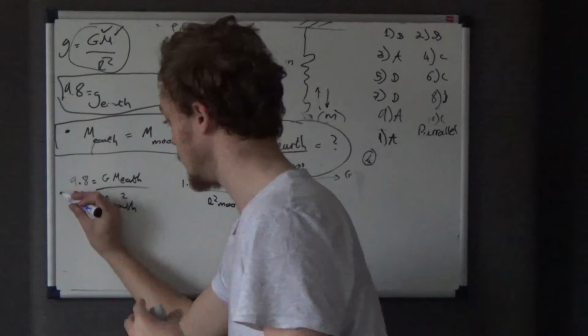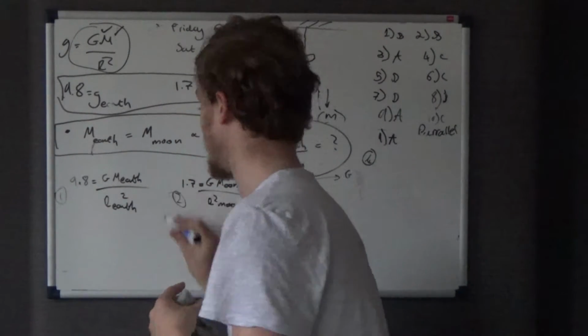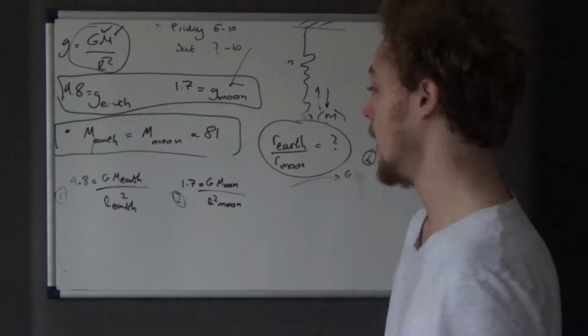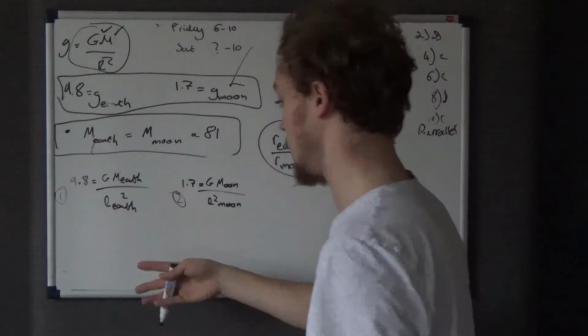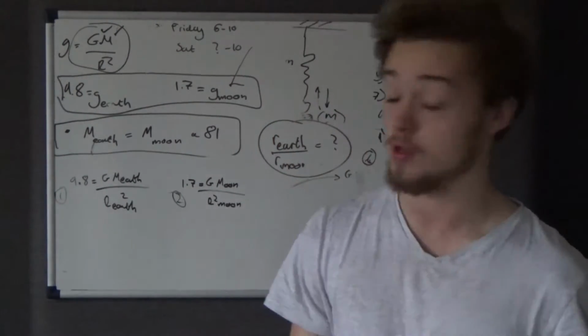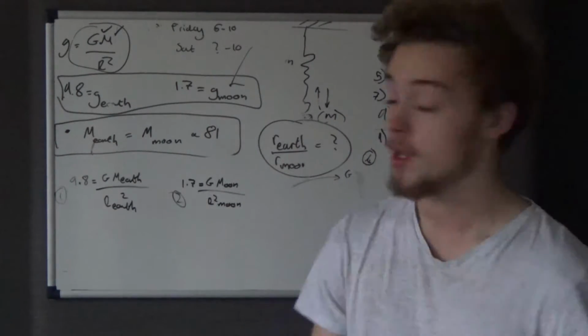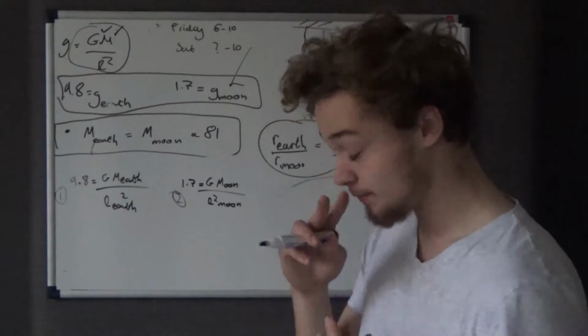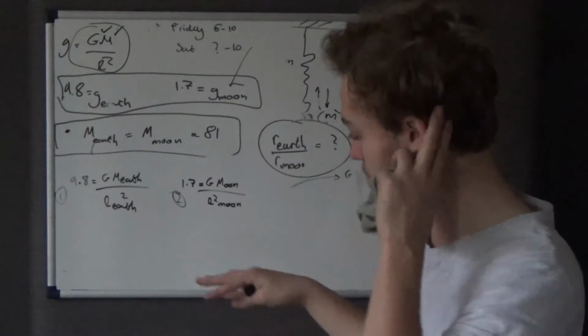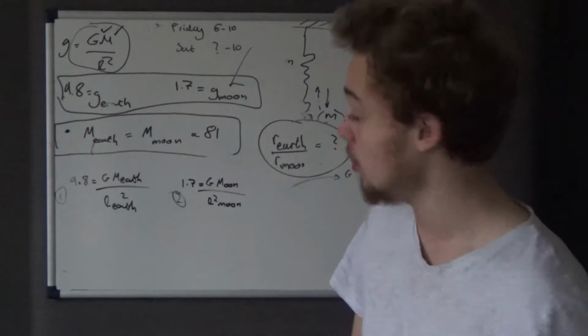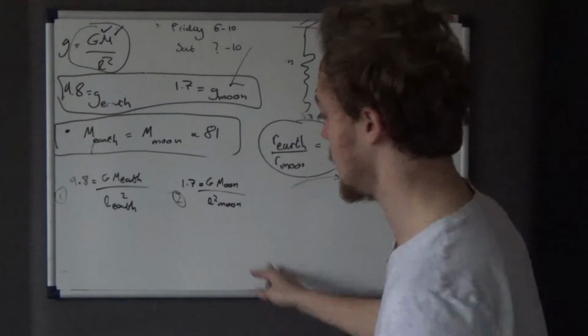Now I've come up with two equations that basically say that. So we've called it equation 1 and equation 2. And I put obviously 9.8 is equal to G times the mass of the Earth over the radius of the Earth squared, and then the same for the Moon. Now basically I've tried rearranging this, but my rearranging skills are kind of poor. So it's just a case of rearranging it, okay?